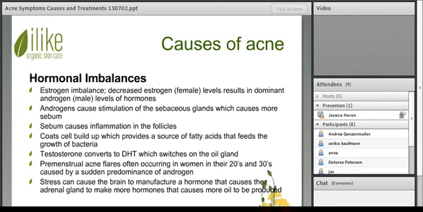Stress can cause the brain to manufacture a hormone that causes the adrenal gland to make more hormones, that causes more oil to be produced. So stress is another factor that can play a part in the condition of the skin. And if we're already prone to acne breakouts, stress in life can also play a role. And so de-stressing your lifestyle can also be something you can work on with the clients, helping them de-stress and finding different ways to do that.